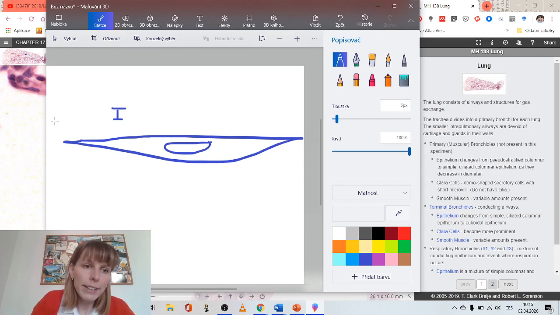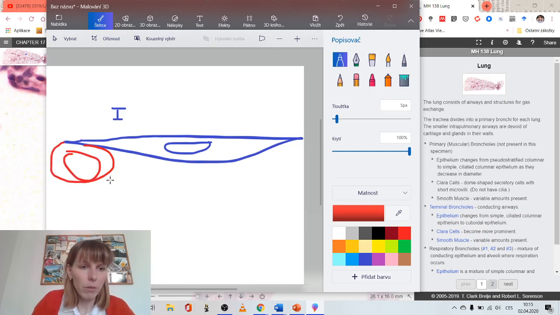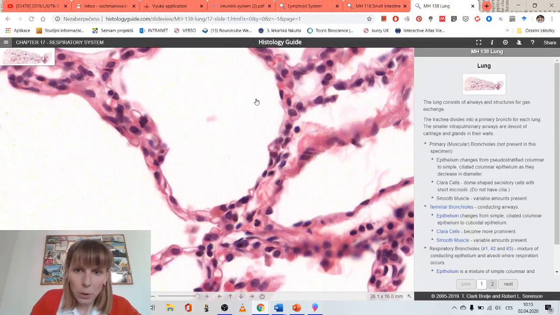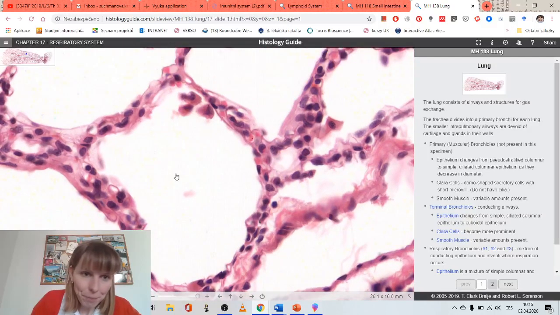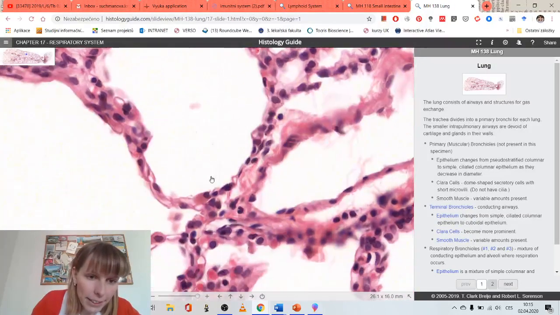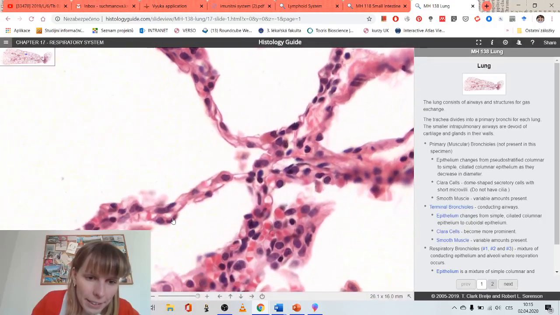And pneumocyte type 2 would be sitting in the wall of the alveolus, but it would be more roundish, and it would be producing the surfactant. So this is the ideal idea of this. Of course, it's never so nice in here, but you can still find cells that have an elongated nucleus, like this.